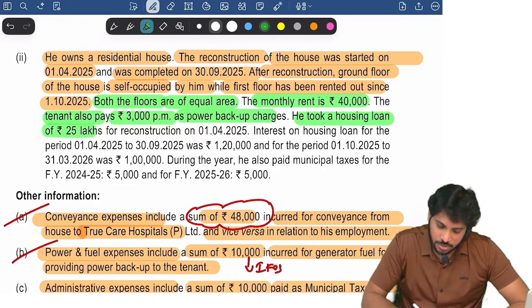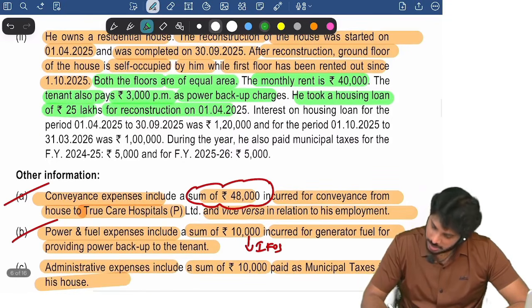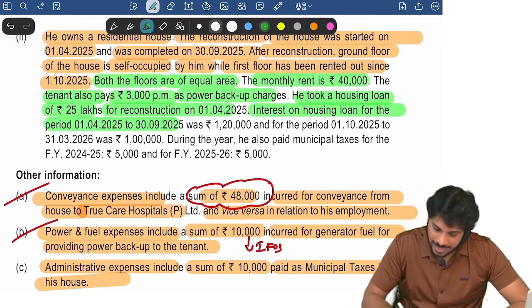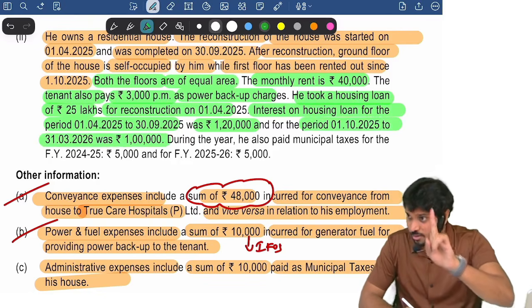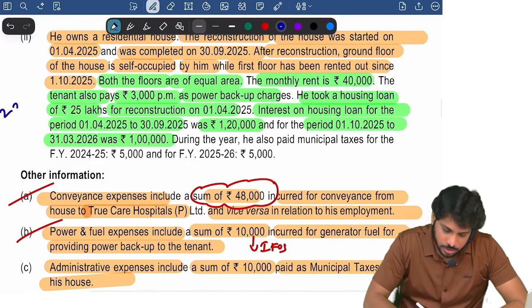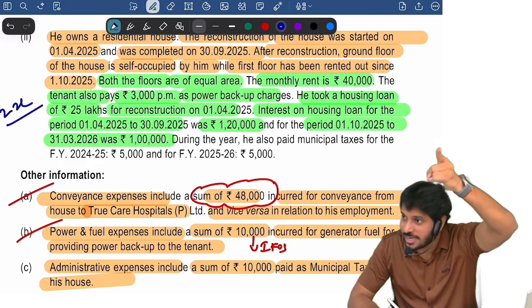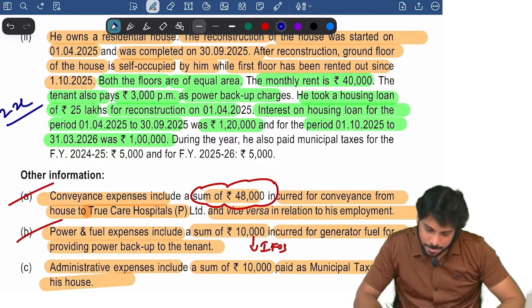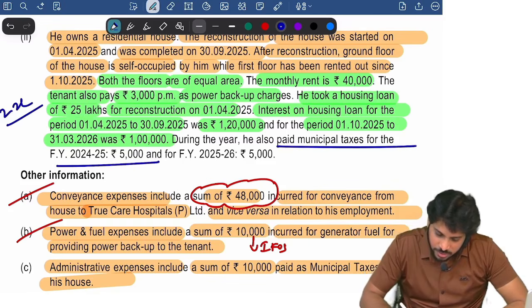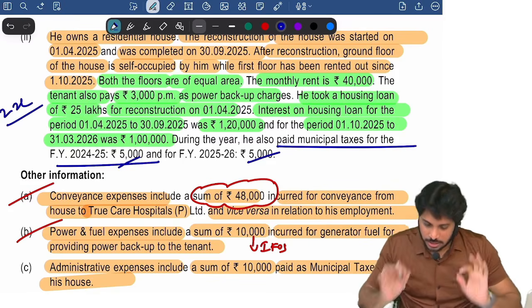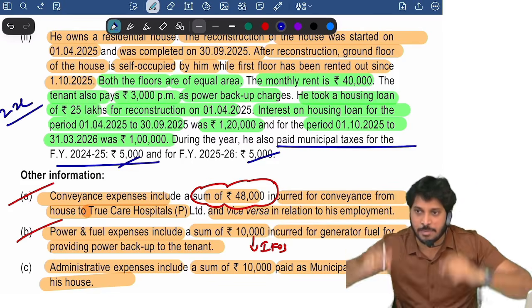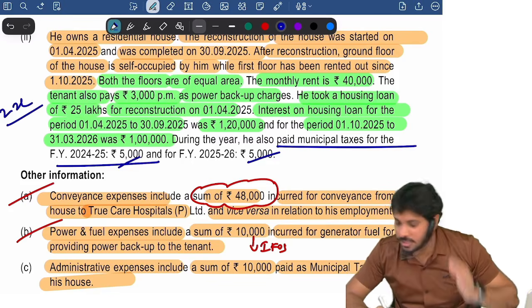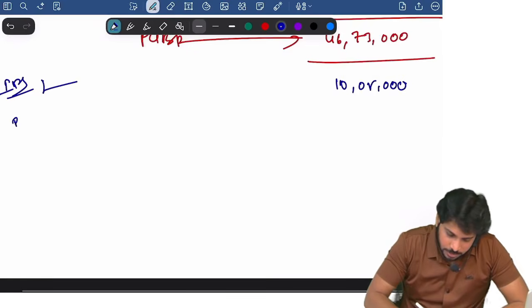He took a housing loan of 25 lakhs for reconstruction on 1st April. Interest on the loan for that period of 6 months was 1 lakh 20,000 and for the balance period was 1 lakh. So total interest was 2.2 lakh. This is what was debited to the P&L account. We already disallowed it there. Yes or no? He also paid municipal taxes of 5,000 and 5,000. During this year, he paid a total of 10,000 related to 2 different years. Doesn't matter. Municipal taxes paid are allowed as deduction on cash basis. Correct? Now, income from house property.